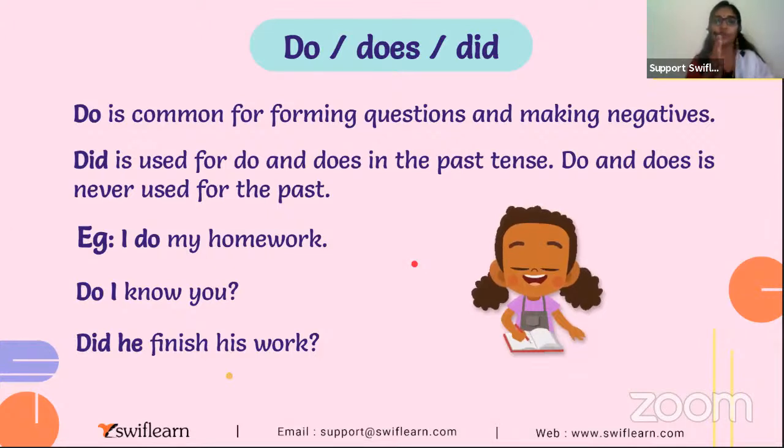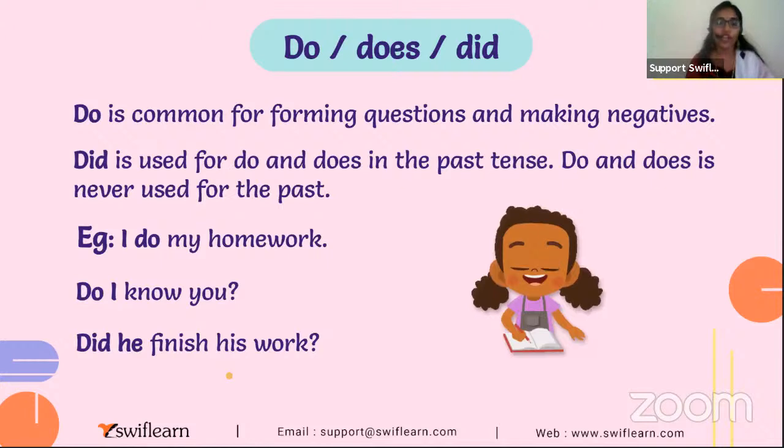So we'll go to do, does, and did. Do is common for forming questions and making negatives. That is the usage of do. So when do we use did? Did is the past tense of do. And we use do for plural and does for singular. Do and does are used in the present tense, and did is used in the past tense. We should never use do and does in the past.